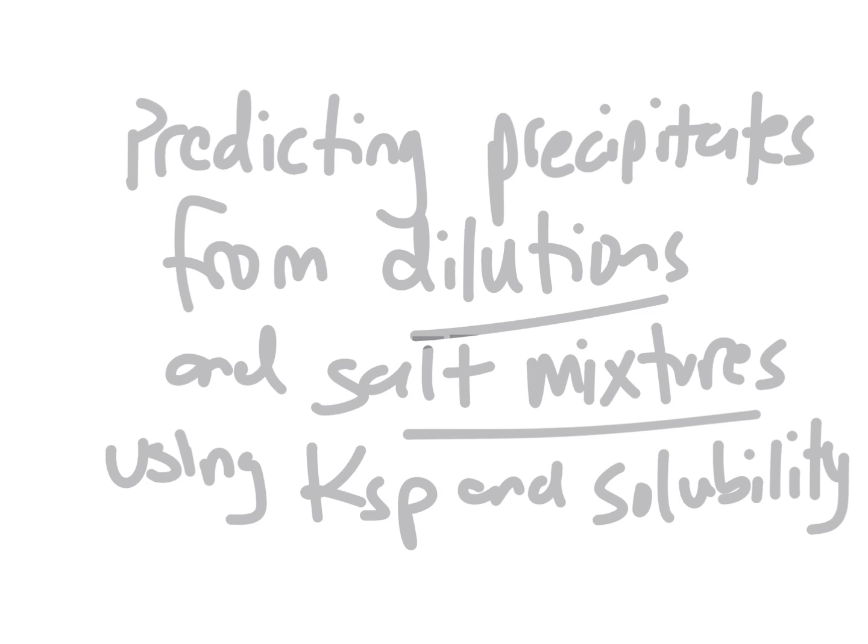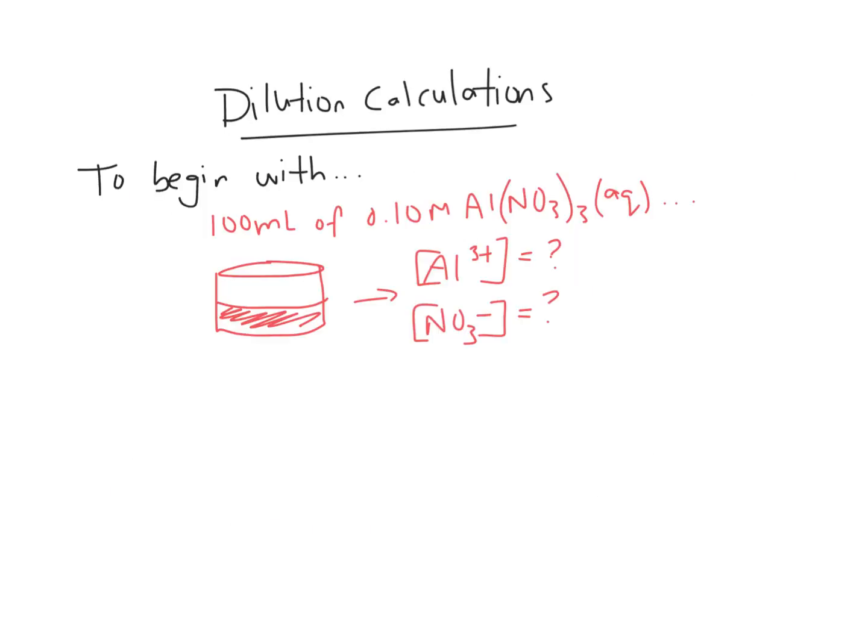This one's about predicting precipitates from dilutions and salt mixtures using KSP and solubility values. Okay, so let's have a look at dilutions, generally speaking, and dig into some solutions and apply some things we know about KSP and solubility to these systems.